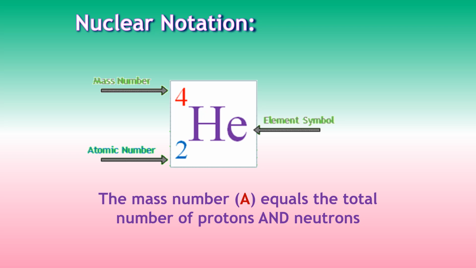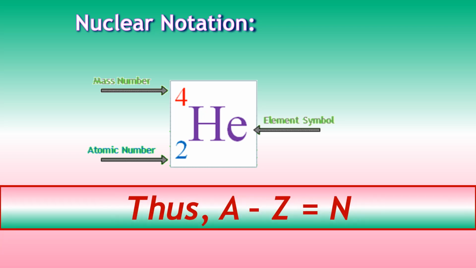Notice, by the way, that if we take the mass number and subtract the atomic number, the only thing left would be the neutrons, because we'd be subtracting the proton part. So the difference between the mass number and the atomic number, A minus Z, equals the number of neutrons, which is N. Or, as I like to say, A minus Z equals N. To help you remember this, just remember, you're amazing. A minus Z equals N.